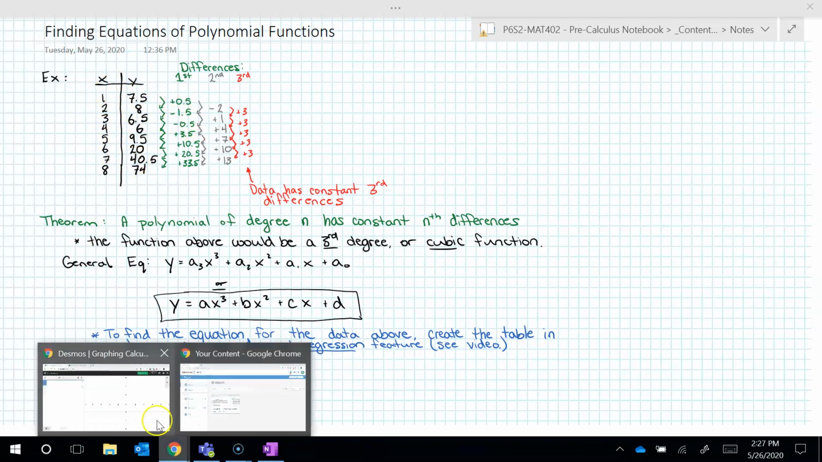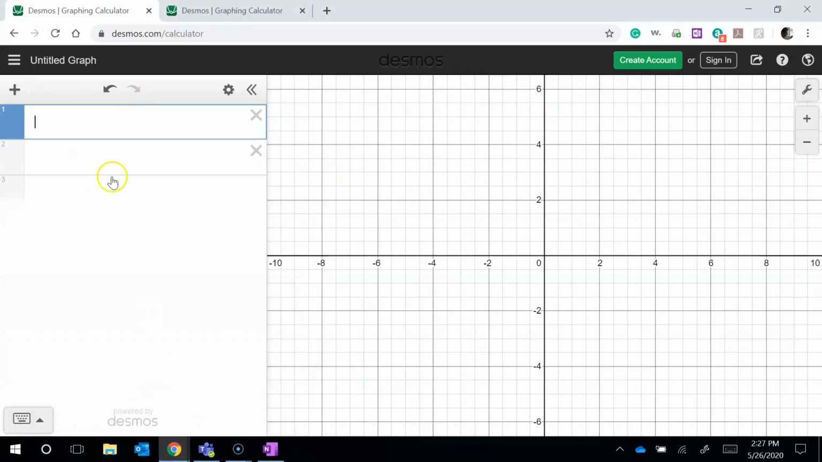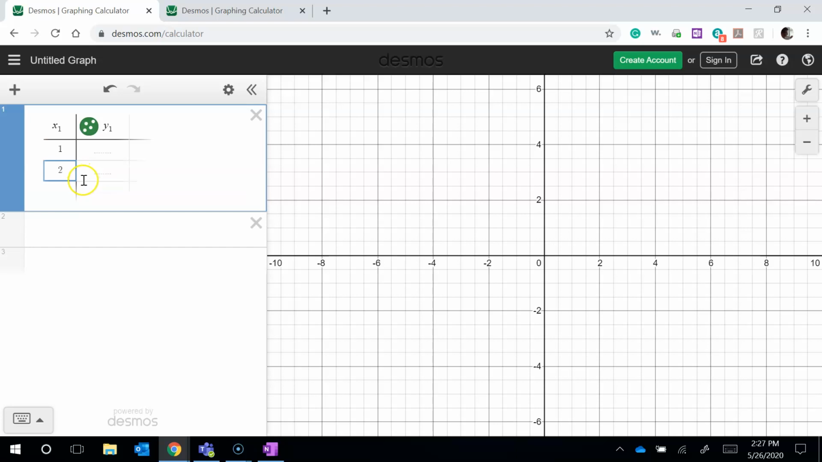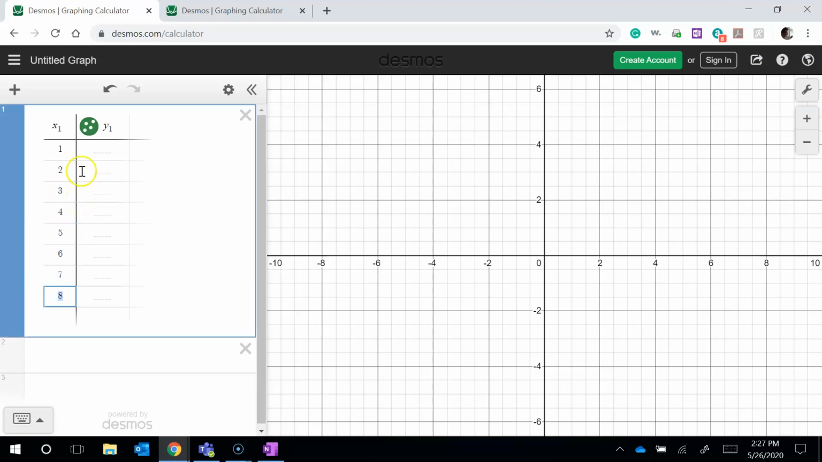So we'll go over to Desmos, and to create a table in Desmos, you hit the little plus feature here and click table, and we'll create a little table with x1 and y1 values. My x's went from 1 through 8, so we'll type 1 there, hit enter, type 2, and a nice trick to Desmos is that after you hit enter, it will just keep populating all the rest of these, so we wanted to go through 8. My y values now I have to actually plug in with 7.5, 8, 6.5, 6, 9.5, 20, 40.5, and 74.